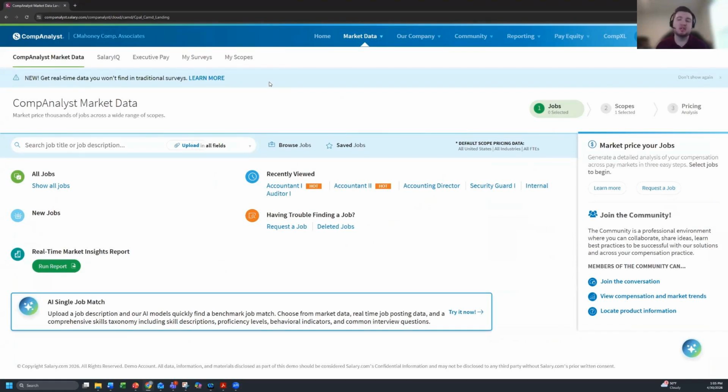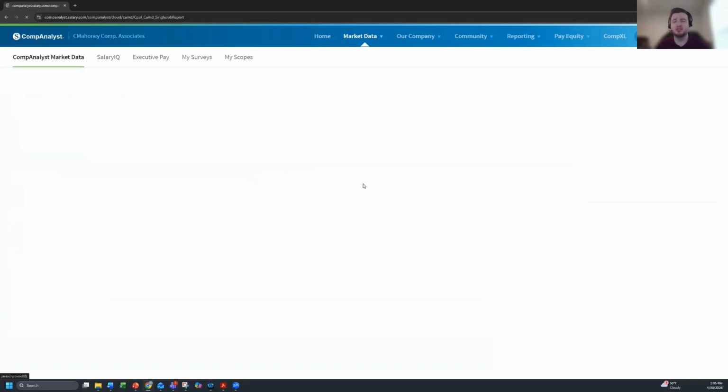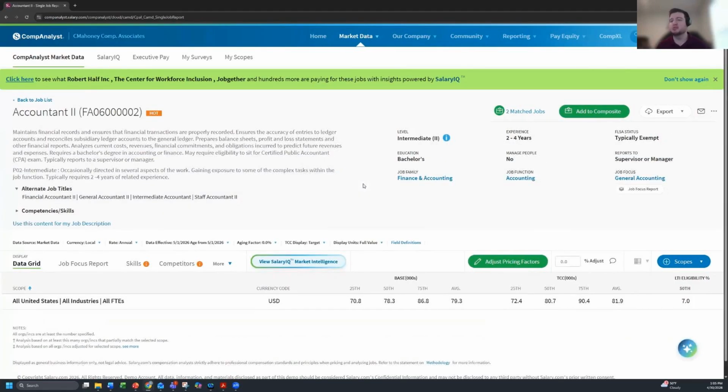I'll flash a couple screens here around how that's helpful. So I'm just going to go in and look at a very basic position. I'm going to look at an accountant two. For those that are familiar with CompAnalyst market data, we're going to get to that results page. We could apply geos, industries, organizational sizes to the data set that we're looking at. But what I want to talk about is a couple of new features that are added through this Max model. And you'll notice that two new tabs open up here around skills and competitors.